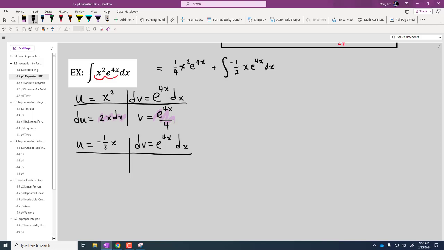And so then we take our derivative. We'll have du equals minus 1/2 dx. And we'll integrate over here. So we're going to get v equals e to the 4x divided by 4. We've got that.